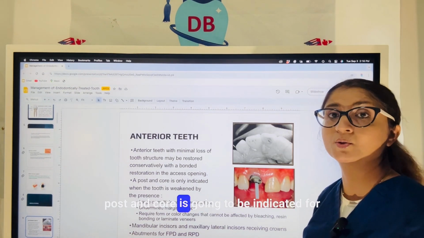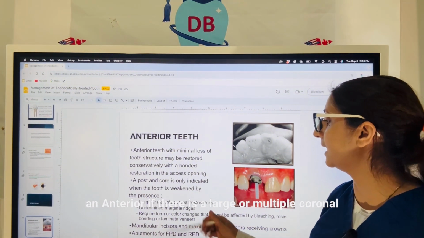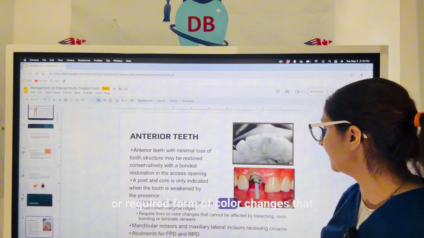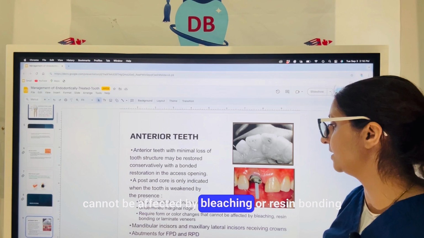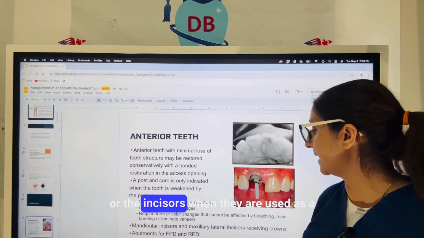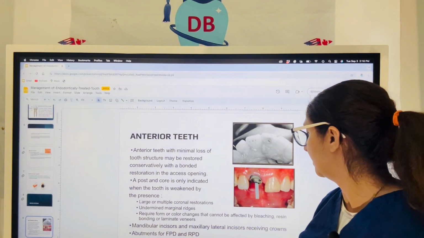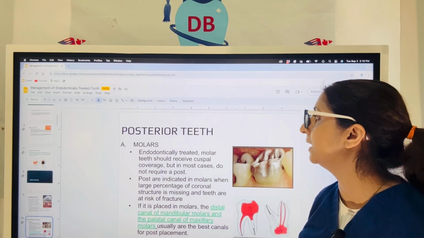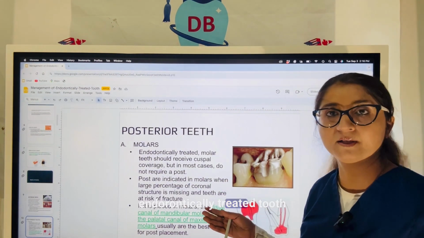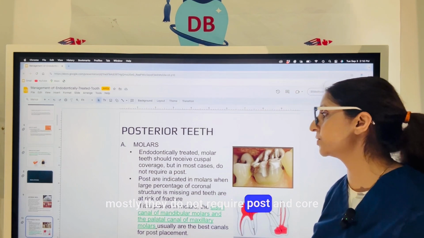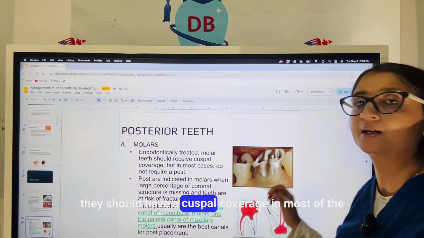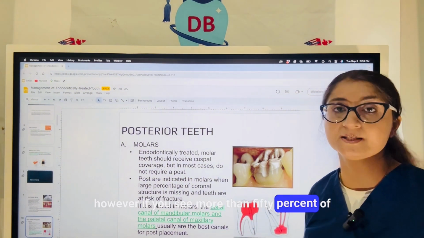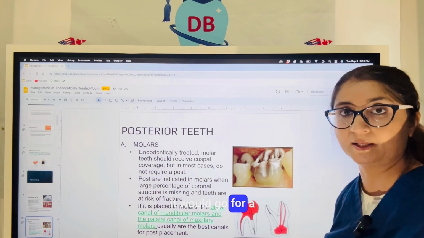But post and core is going to be indicated for an anterior if there is a large or multiple coronal restoration, the marginal ridges have been undermined, or there is a form of color change that cannot be affected by bleaching or resin bonding, or the incisors when they are used as an abutment for FPD or RPD, or when they are going to receive a crown. Now for the posterior teeth, endodontically treated teeth mostly do not require post and core, but they should have a cuspal coverage in most of the cases after you do the endo. However, if you see more than 50% of tooth structure is destroyed, you would go for a crown.